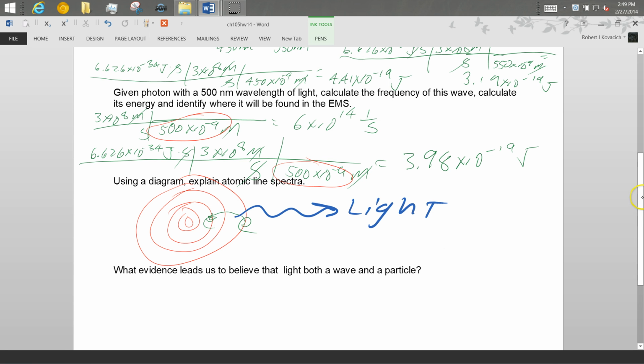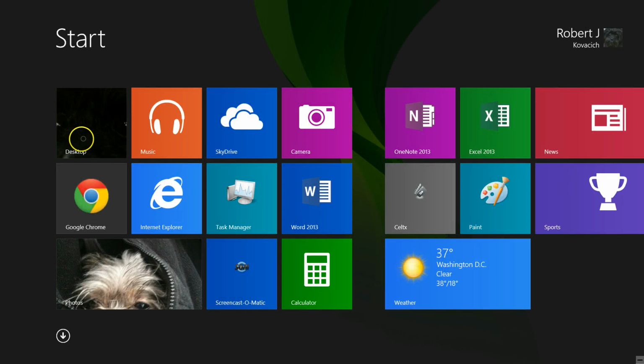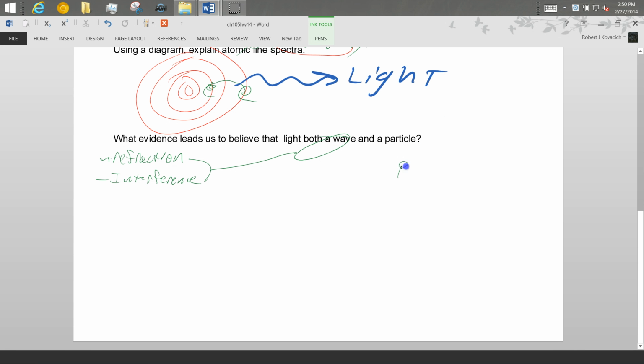So what evidence leads us to believe that light's a particle and a wave? So how about the wave part? What do we got? Refraction and what? Diffraction, the arcing. Interference. The diffraction and the interference. Both of these things are proving that light is a wave. And then the particle? It's the photon.